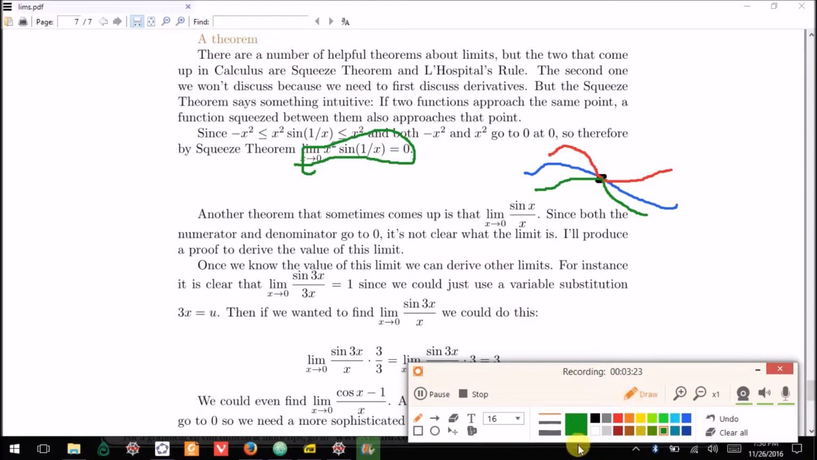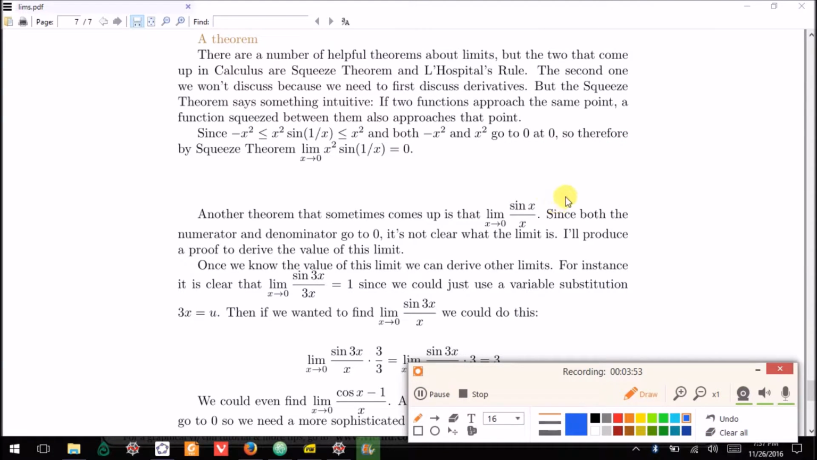So in the illustration here, the red function would be like x squared, an upper bound function. The green one is -x squared, and the blue one is the one that we actually care about. It is this x squared sine 1 over x. And there is the use of squeeze theorem.